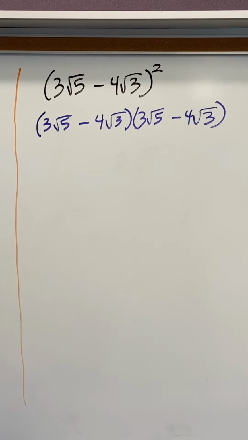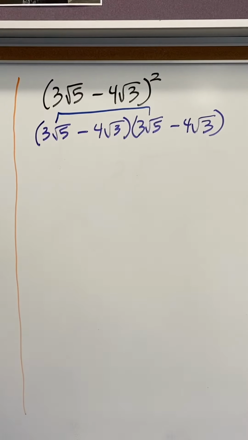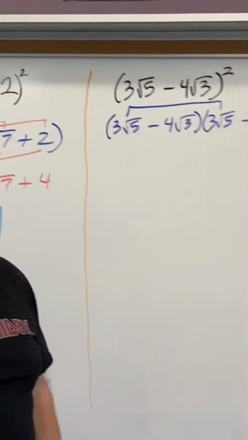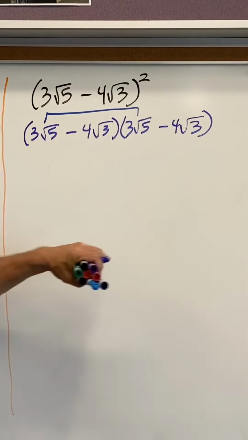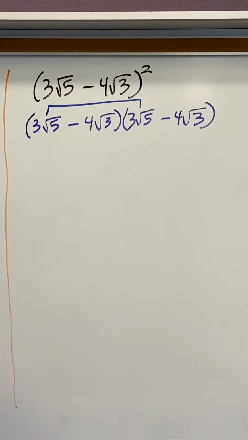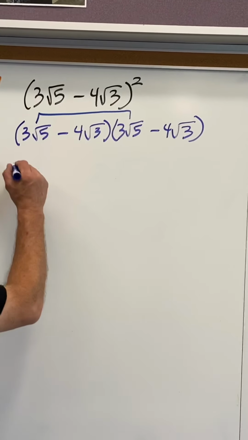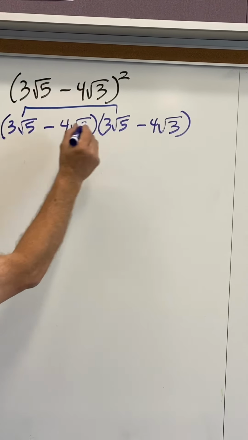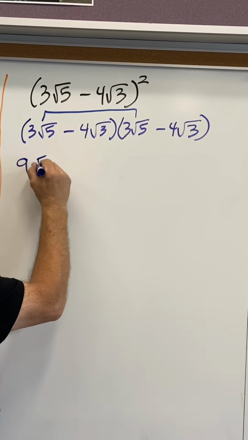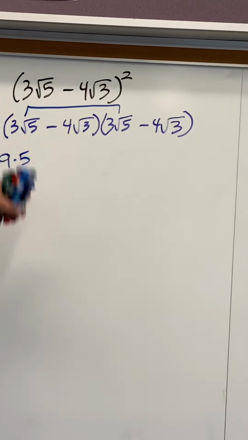So here comes FOIL. This guy times this guy. 3 root 5 times 3 root 5. Here's how I do it. Watch. 3 times 3 is 9. Square root 5 times square root 5 is 5. 9 times 5 is 45. So actually, let me write it out like this. 3 times 3 is 9. Root 5 times root 5 is 5, so it's going to be 9 times 5, which is 45. So I thought that'd be a good way to do it, I guess.